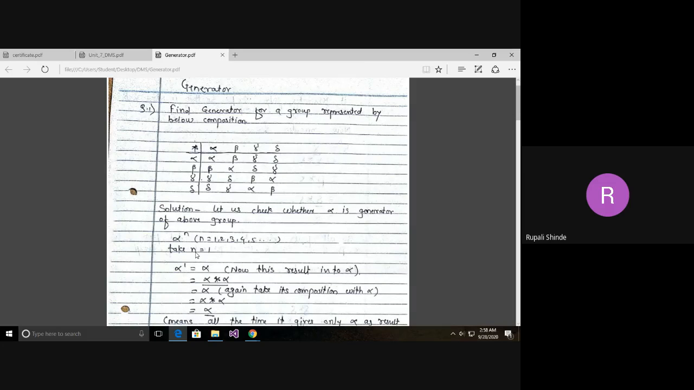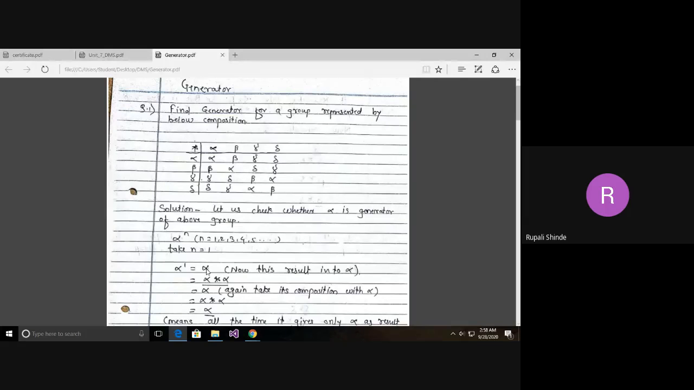Likewise, here we have taken alpha as the first element, and we are going to check whether alpha is a generator of this group or not. That's why we have taken alpha raised to n, and n equals 1, 2, 3, 4, 5 and so on, because n is an integer, so we can take all the values. First take the value of n as 1. What is the meaning of alpha raised to n now? Alpha raised to 1, because we have taken the value of n as 1. So the value for alpha raised to 1 is equal to alpha.